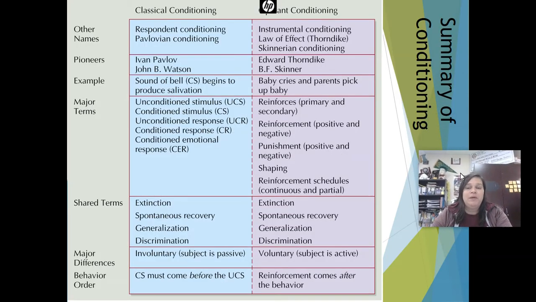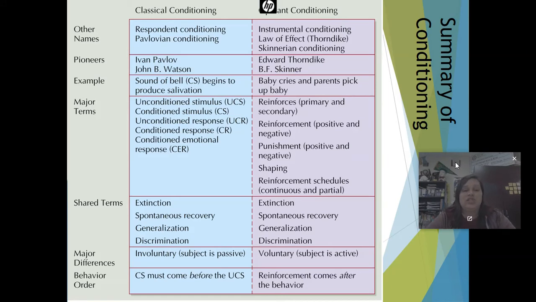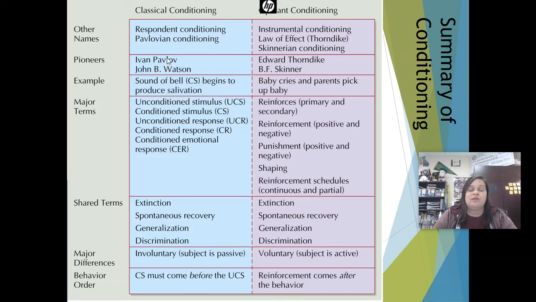So looking back a little and comparing these two now, classical conditioning, both have multiple names. Classical, nobody ever really calls it respondent, but sometimes Pavlovian, but really we just say classical. Operant conditioning, usually we just say operant conditioning. Sometimes they reference the law of effect, which were very similar, but Skinner kind of got all the credit. We want to make sure we remember these names, Pavlov and Watson for conditioning, or classical conditioning, Thorndike and Skinner for operant. The example here, the sound of the bell in classical conditioning produces salivation. In operant conditioning, a baby cries, and then his reward is the parents pick up the baby.